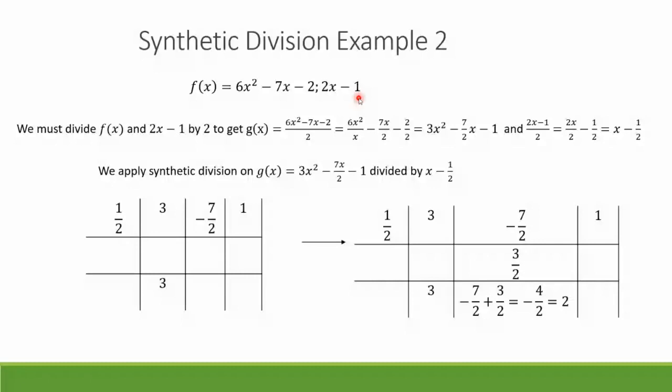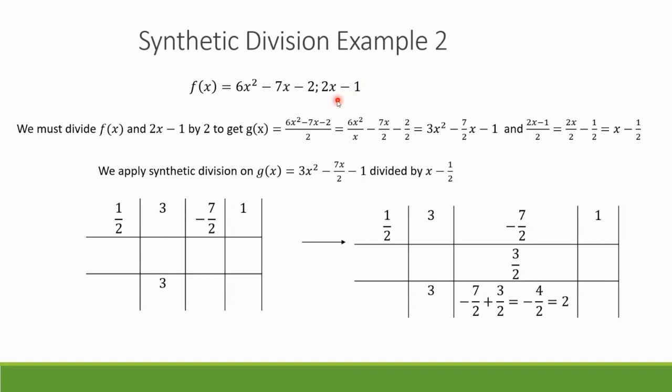Okay? Now, notice here we have to be careful, right? You can't use synthetic division directly with 2 times x minus 1. You can't, right? It has to be of the form x minus something. That's what has to happen, right? It has to be x minus something.